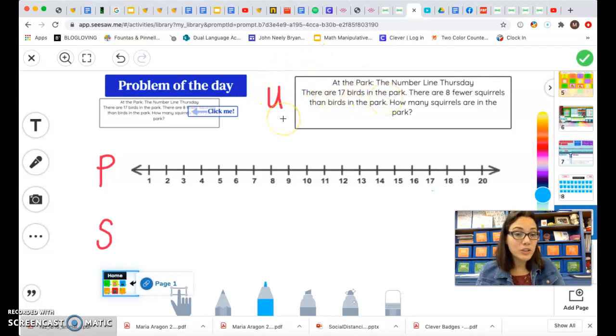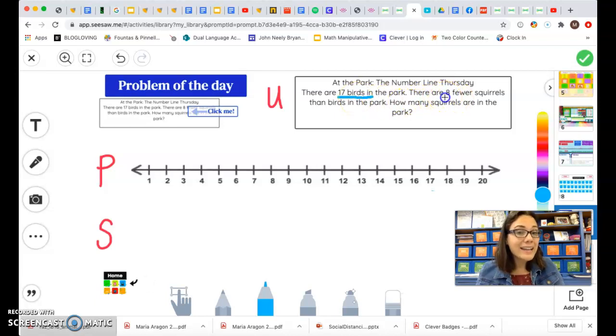Remember that the U means you are understanding the information they are giving you. How can you show me that you're understanding? By underlining important information. When I say underline, that means you put a line under important information. So if there are 17 birds, that is important. It's giving me the number of birds that there are at the park.